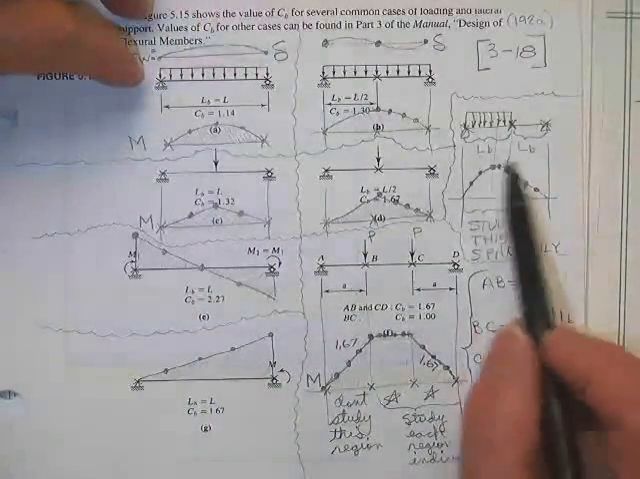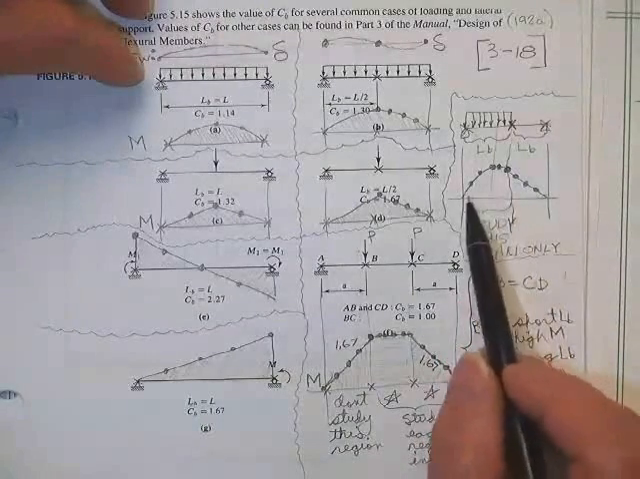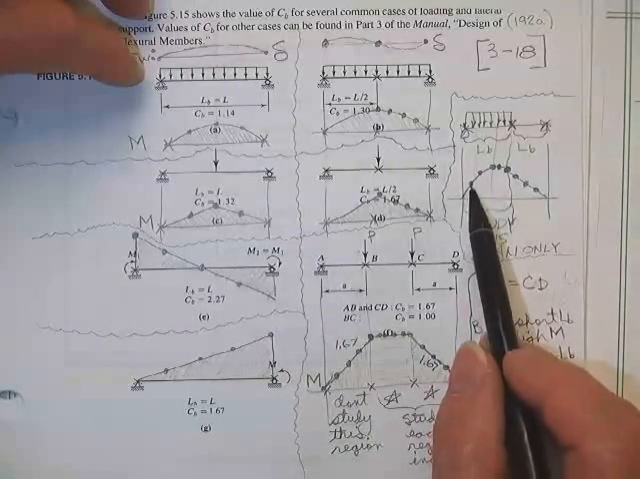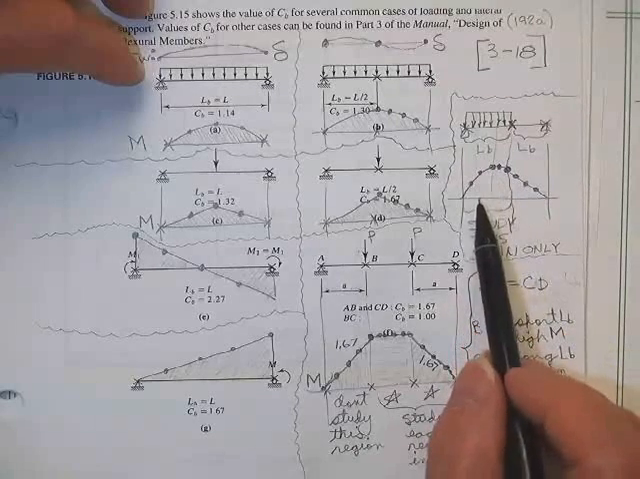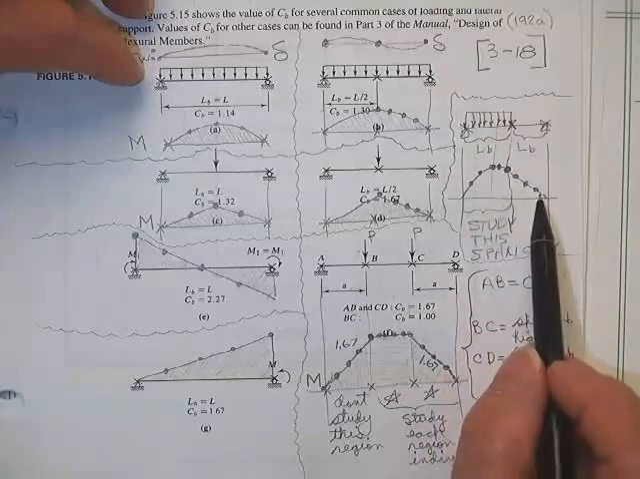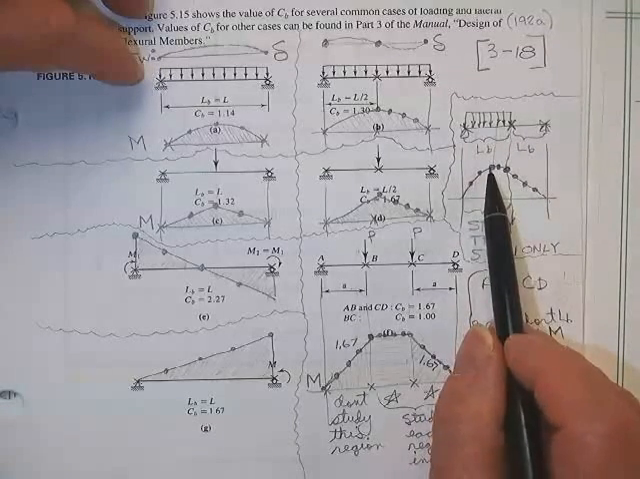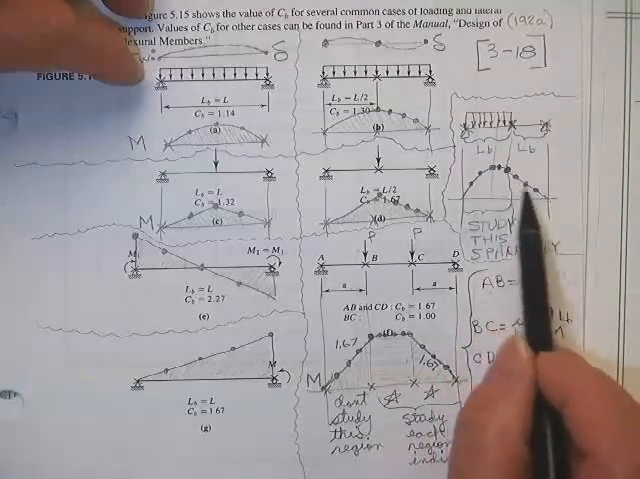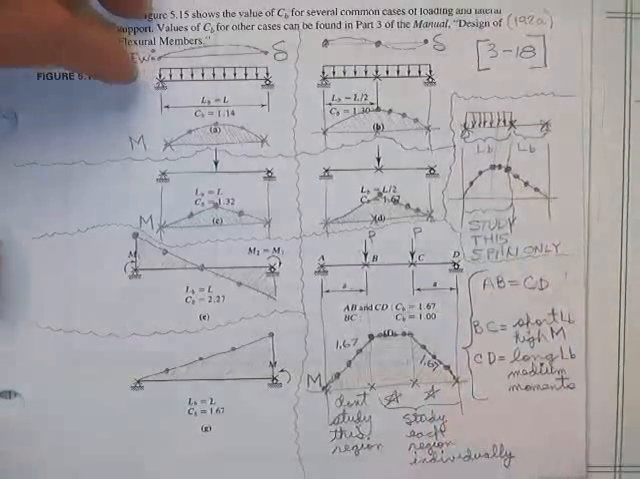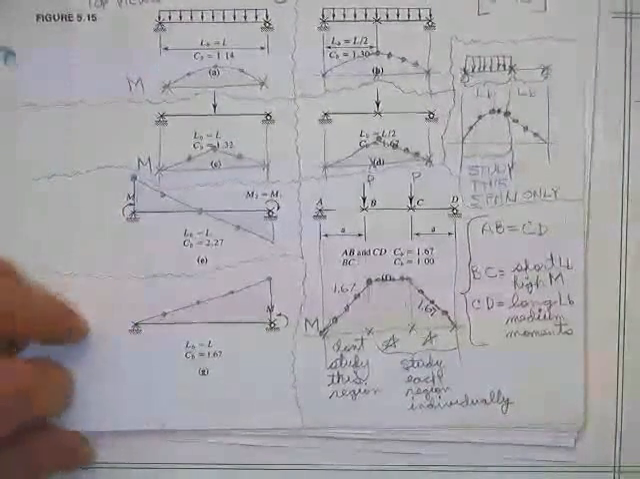Oh, you're right. They're both the same length. Thank you. I was thinking this one was longer. Even if they're both the same, I would still say that the moments here are higher at all three points, at quarter, middle, and three-quarter, than they are here. And this M-max is bigger than this M-max. Study that span only.